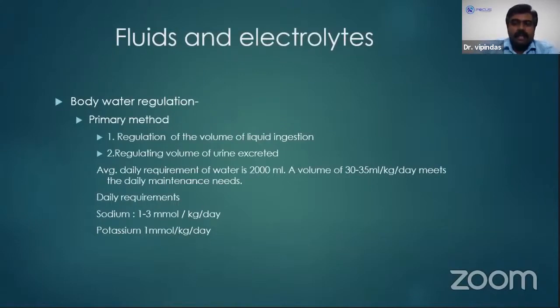Coming to the electrolytes, mainly two electrolytes are very important for the body. One is sodium and the other one is potassium. The daily requirement of sodium is 1 to 3 millimole per kilogram per day, and the potassium requirement is lesser, that is 1 millimole per kilogram per day. That is a nutshell of the body water regulation and the requirements of water and electrolytes.